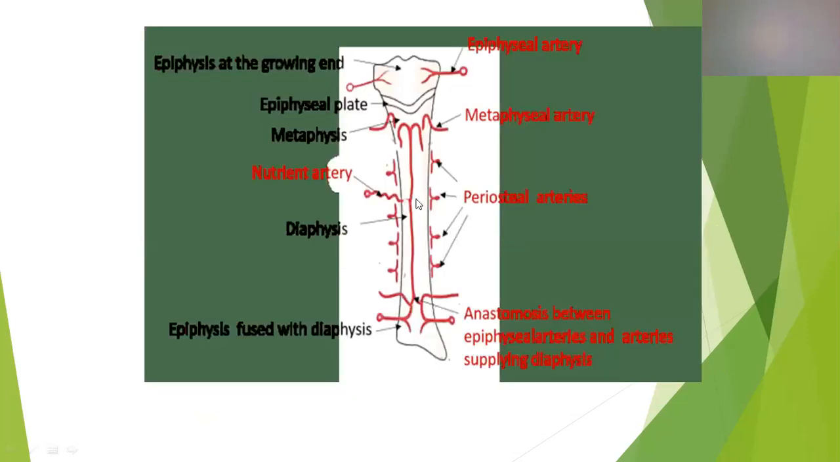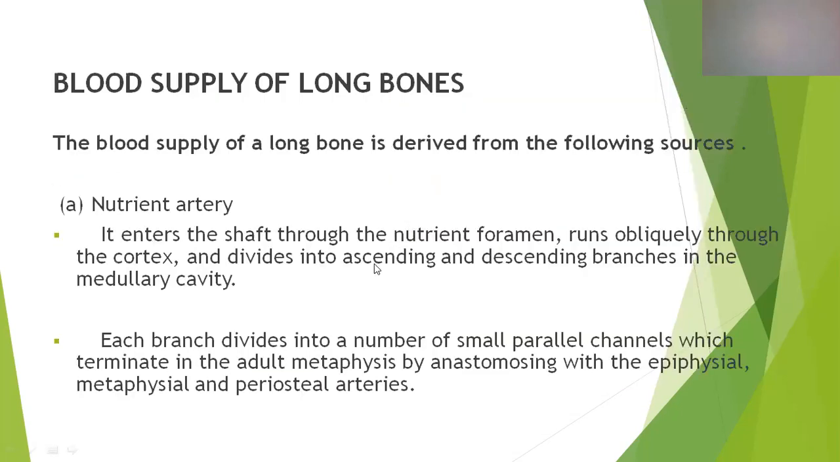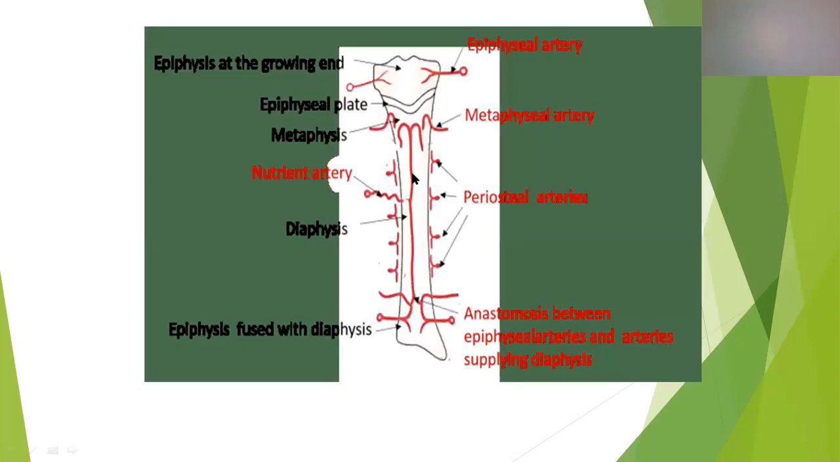After reaching the medullary cavity, see here, the nutrient artery enters the bone through this nutrient foramen and reaches the medullary cavity. Now we know what the medullary cavity or marrow cavity is. Inside the marrow cavity, this artery divides into two branches, one ascending and one descending. These branches run towards the ends, and there they anastomose or join with the other arteries like the metaphyseal artery. Here we can see the metaphyseal artery, then the periosteal artery. So these are the routes of this nutrient artery.